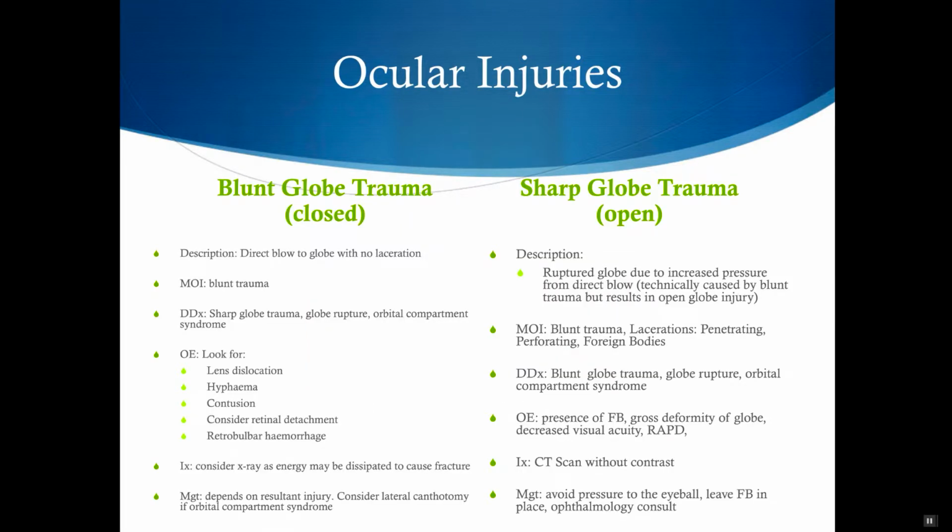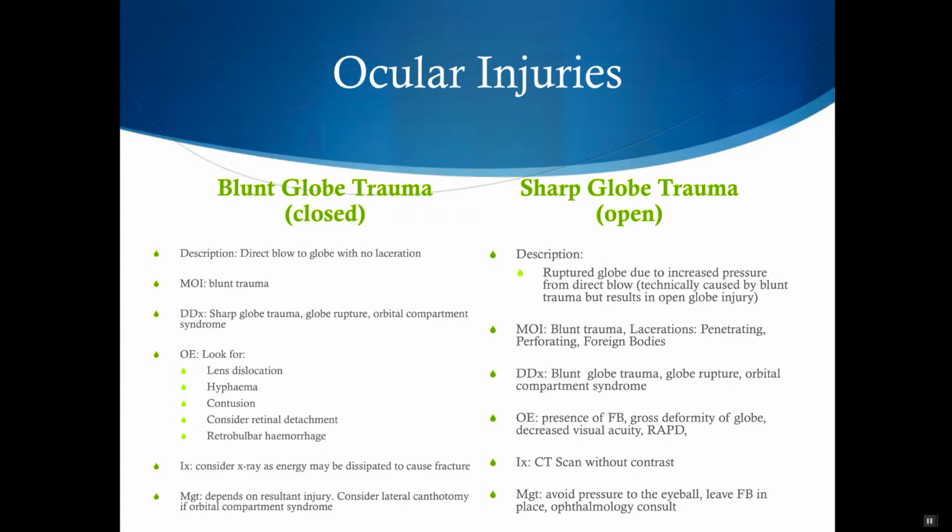So in terms of blunt globe trauma that's closed, you want to take a look at a number of things. Taking a look at the eye, you want to see if the lens is in place or dislocated. Taking a look at the iris, specifically to rule out any kind of hyphema. You want to do fundoscopy, take a look at retinal detachment. You may even consider doing, if the patient can tolerate it, an ultrasound, if you have it on hand.